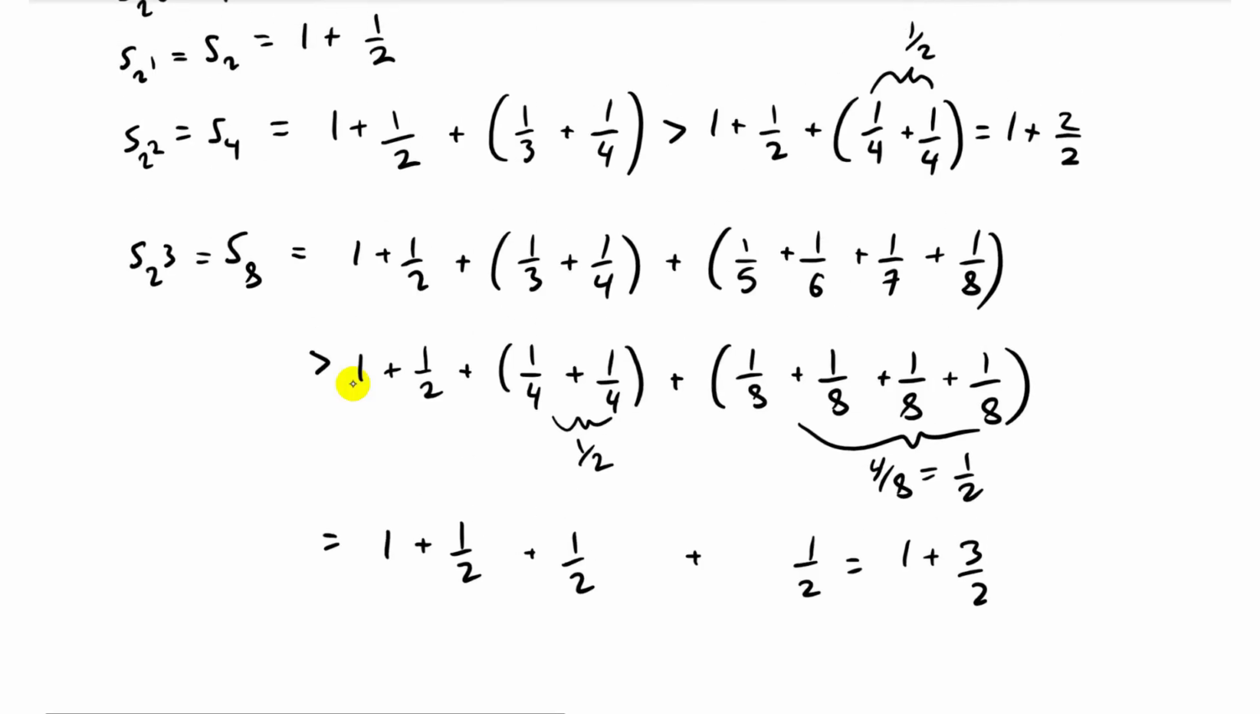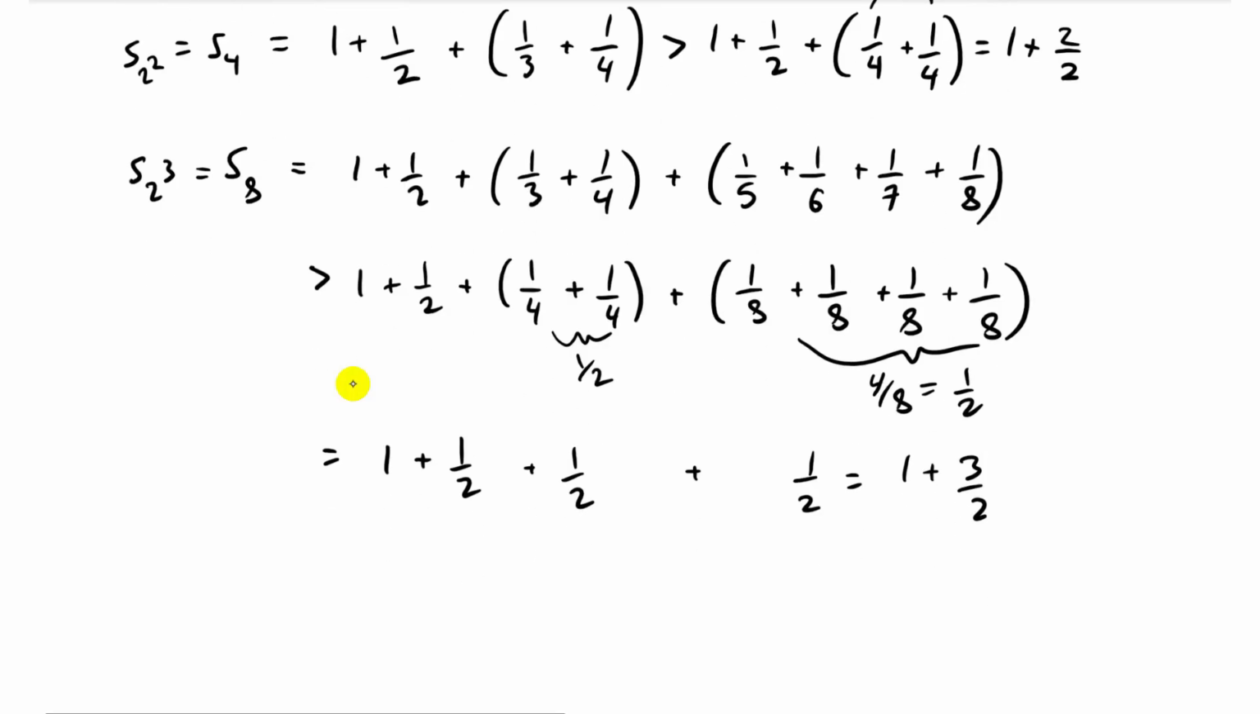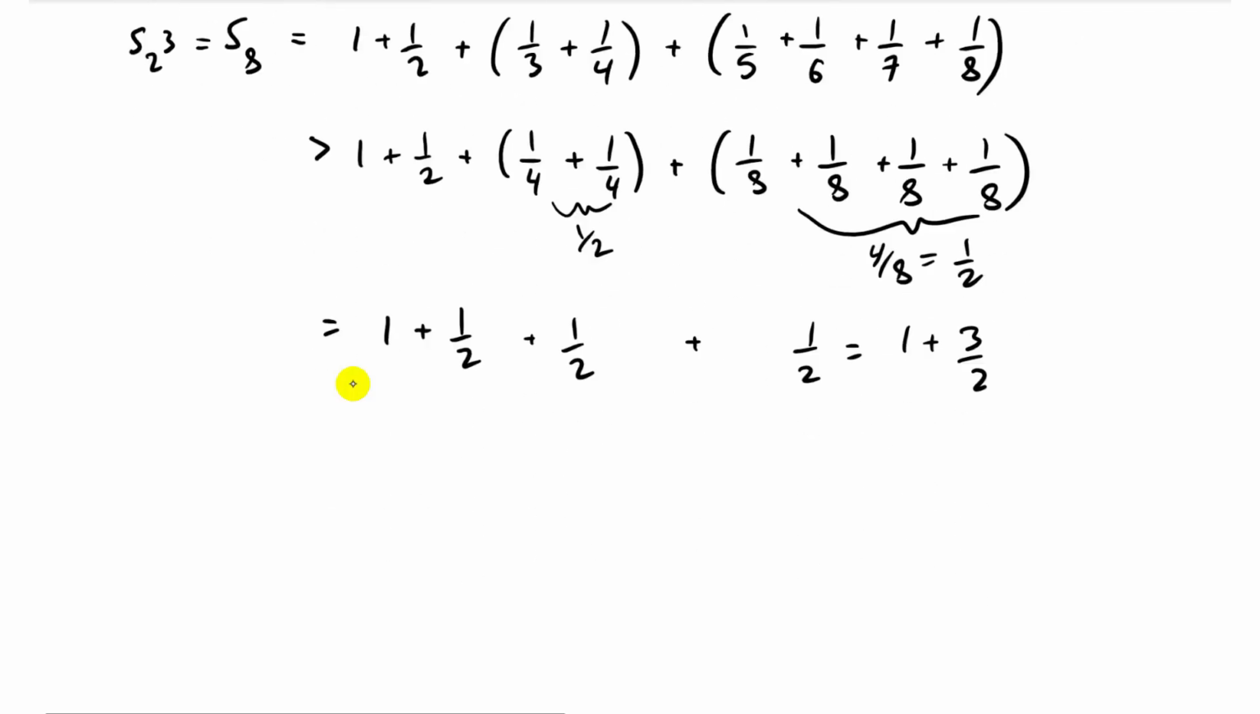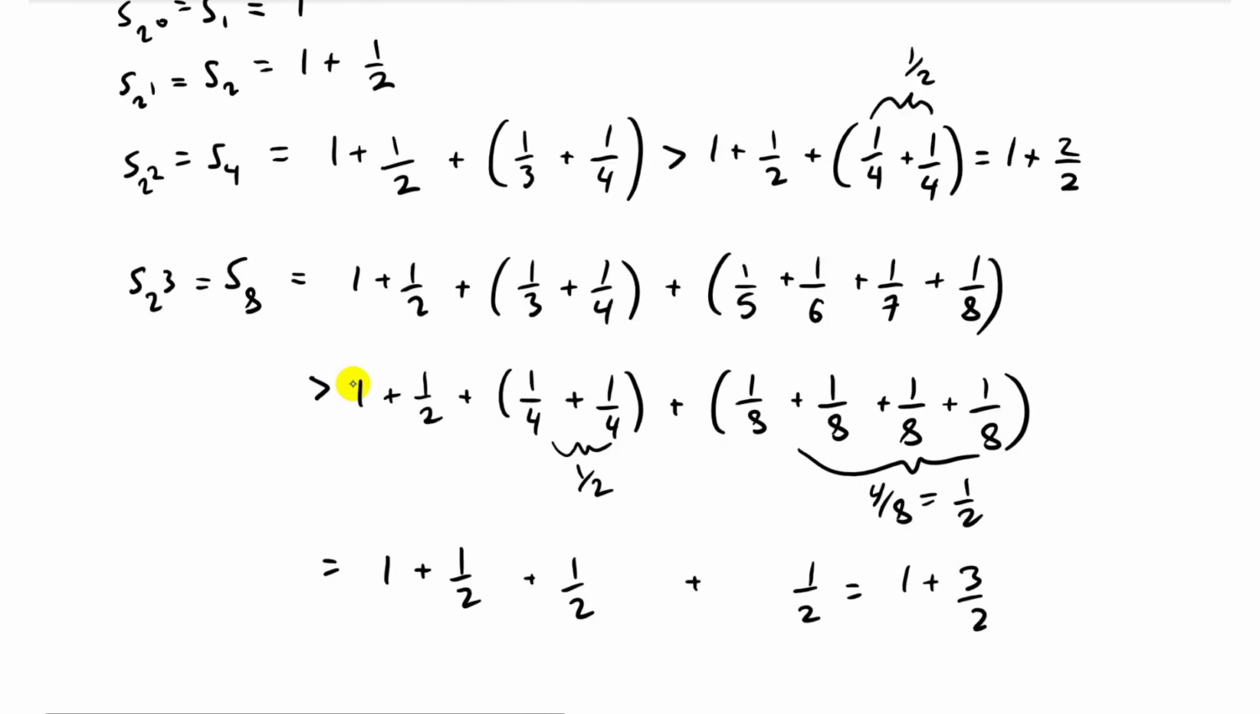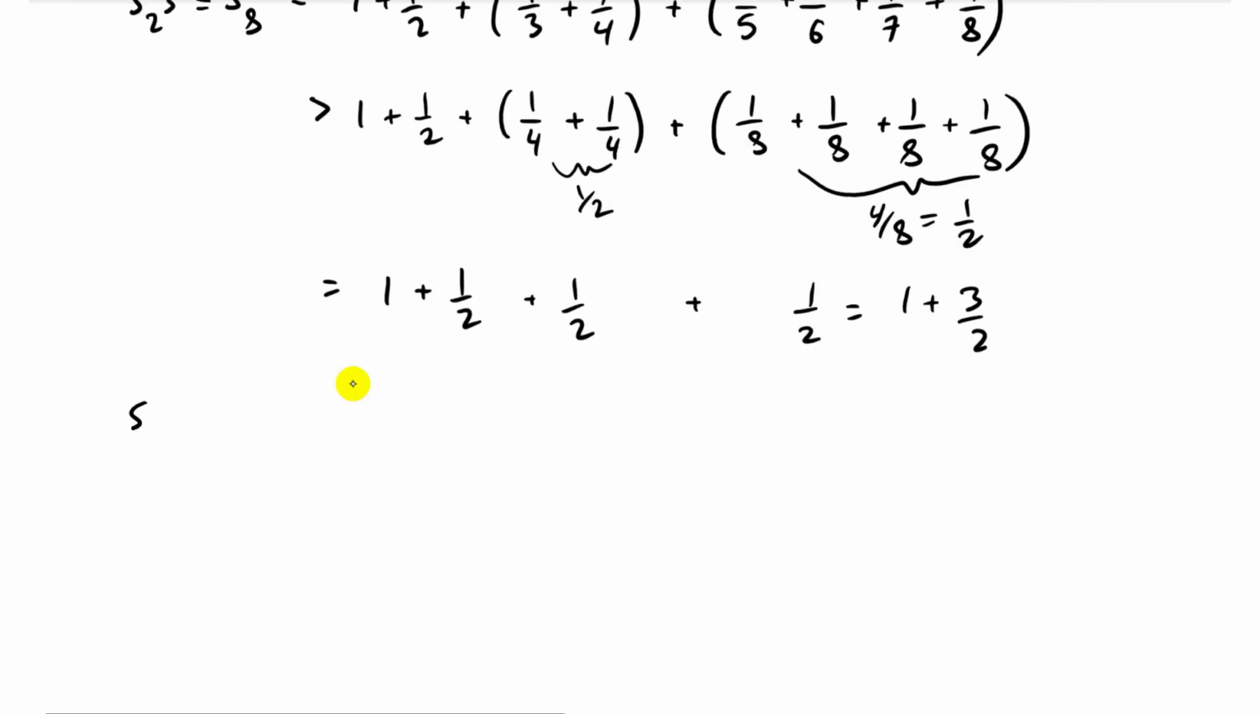And that's why we have this 2 over 2. This is 3 over 2 now. And you can see the pattern. We're going to do the same thing now for S to the power of 4 to get S16. So we have S2 to the power of 4 equals S16.